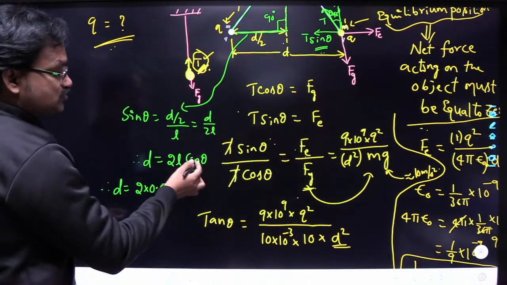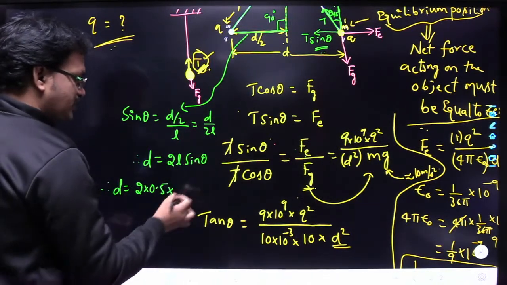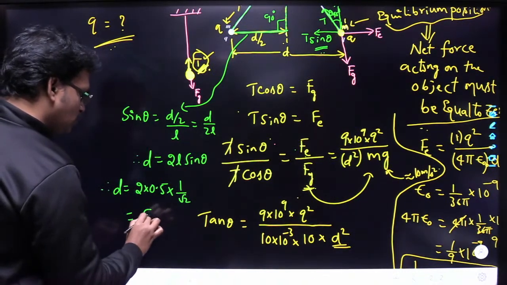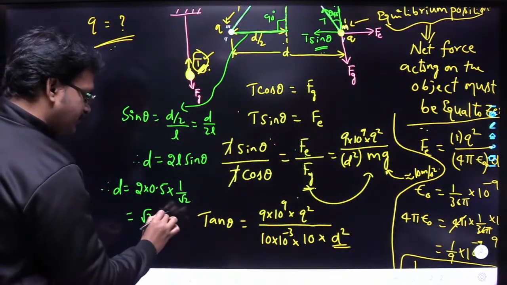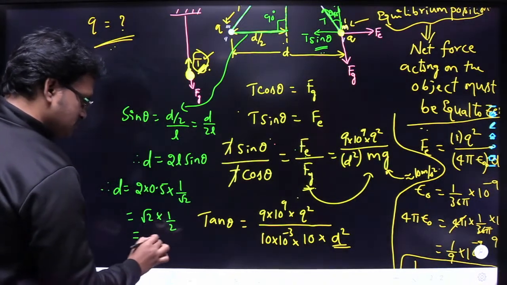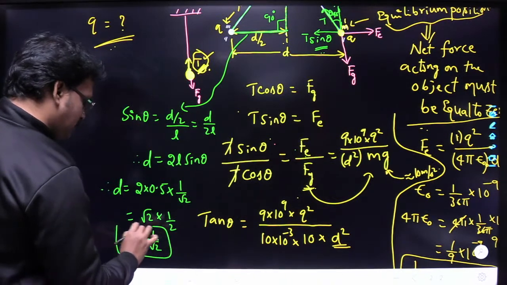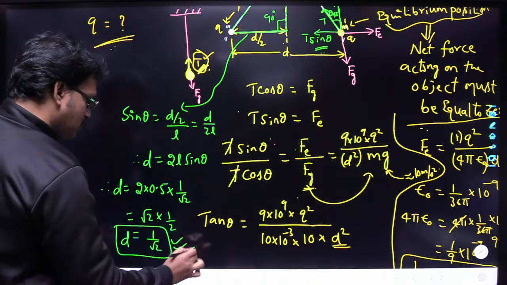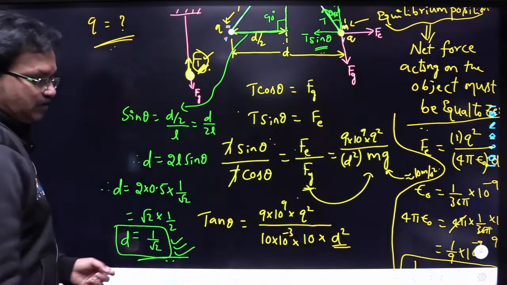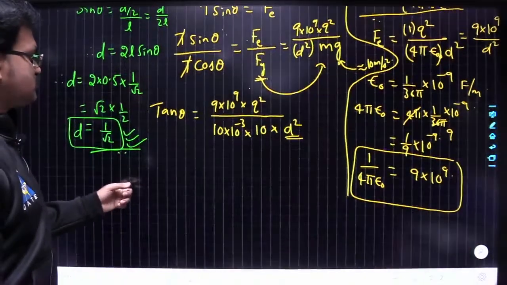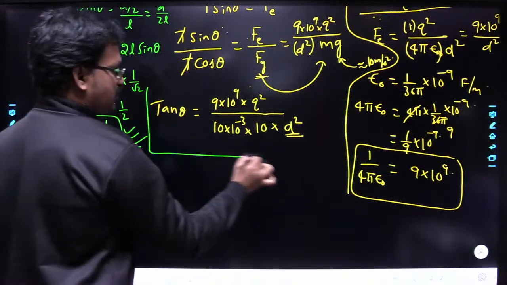Right? Okay. So theta is 45 degrees, and sin 45 is 1 by root 2. So you will get root 2 into 0.5, that is 1 by 2, so you will get 1 by root 2 here. Finally you will get d is equal to 1 by root 2. So this is the value of d. Now substitute this d value in this expression.